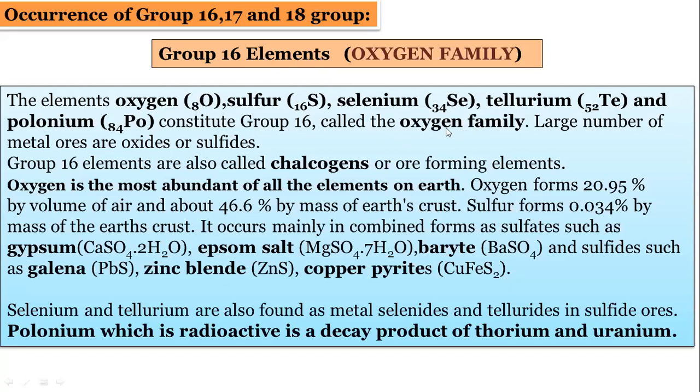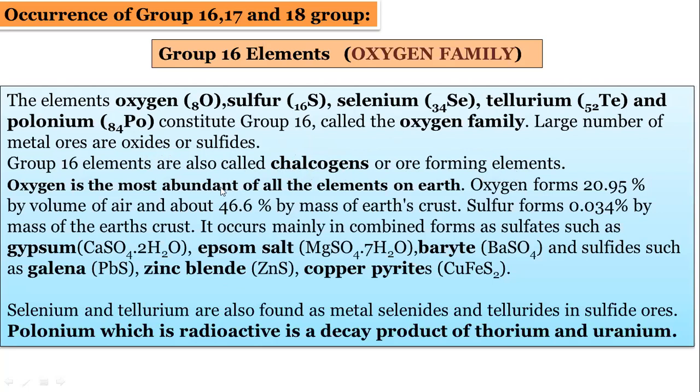This is the oxygen family. A large number of metal ores are oxides and sulfides, remember. There are a large number of metal ores in the forms of oxides and sulfides. That's why these are also called the chalcogens family. Remember, chalcogens are also called ore forming elements, meaning many ores on the earth are made up of oxides or sulfides. That's why these are also called chalcogens. The meaning is ore forming elements.